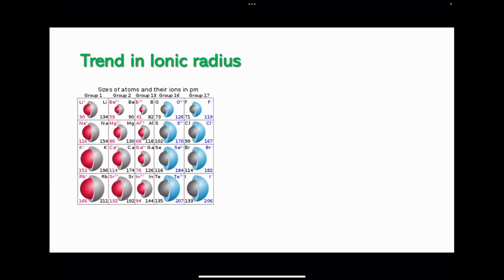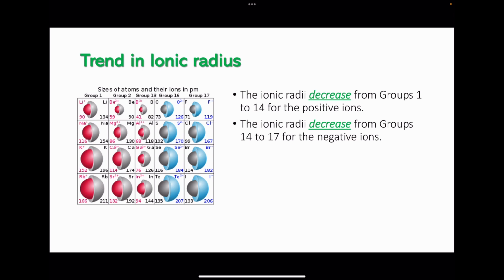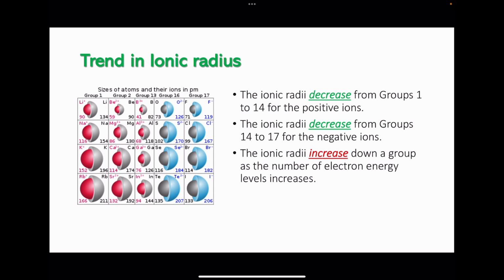Due to the loss and gain of electrons, the ionic radii decrease from group 1 to group 14 for the positive ions, but we can't compare that straight away to the rest of the groups. We can only compare within group 1 to group 14, and then we can compare group 14 to group 17, where it still continues to decrease for the negative ions. The ionic radii will increase down a group as the number of electron energy levels increases.